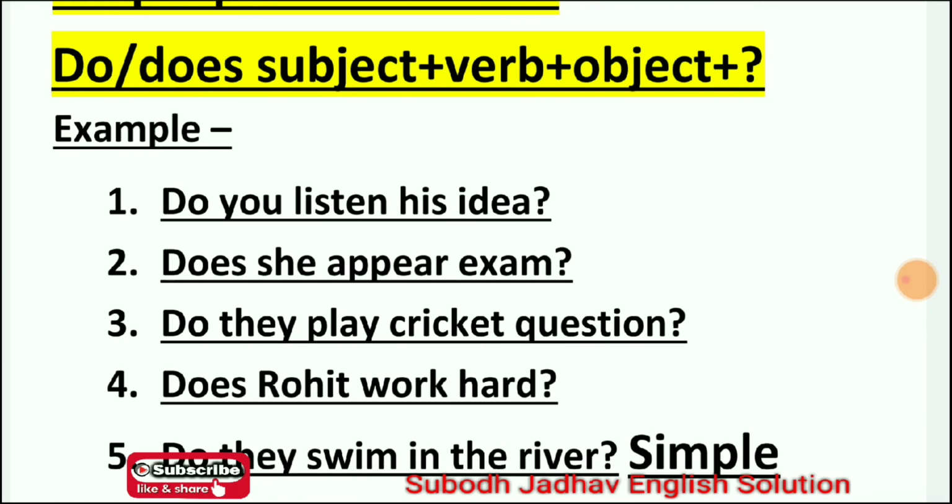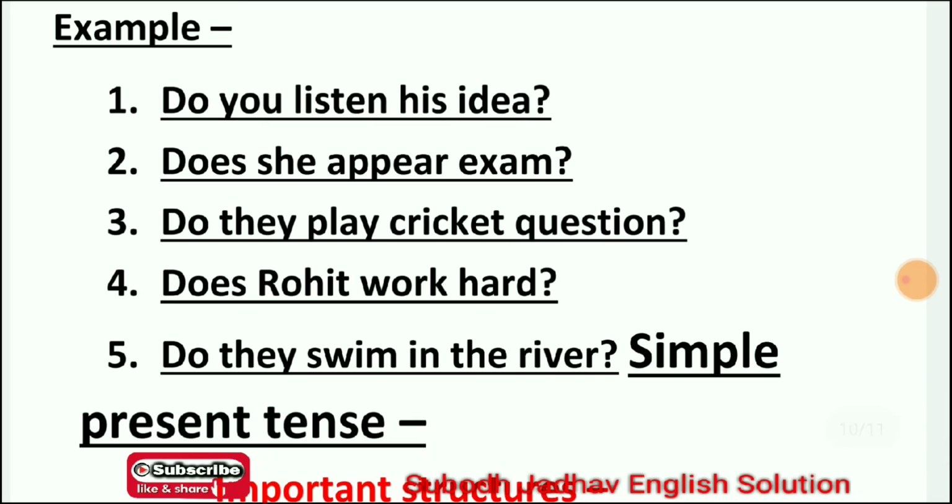With I, we, you, they and plural nouns, use do. And use does with he, she, it and singular nouns. Does she appear for the exam? She is the subject, therefore we start the sentence with does. Do they play cricket? A question mark should be there.